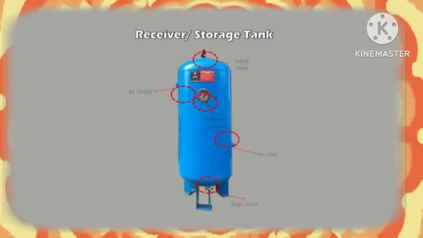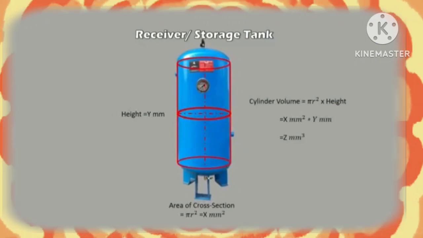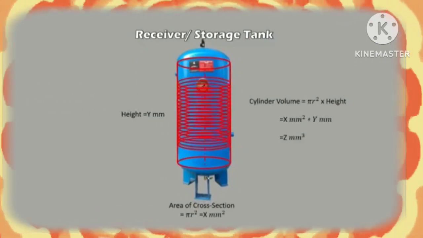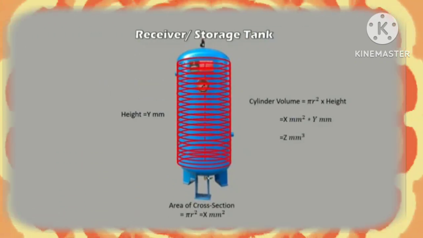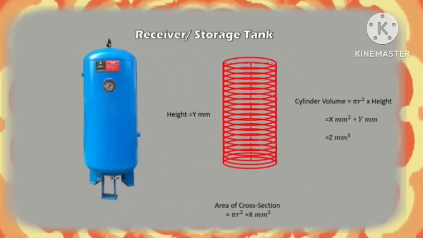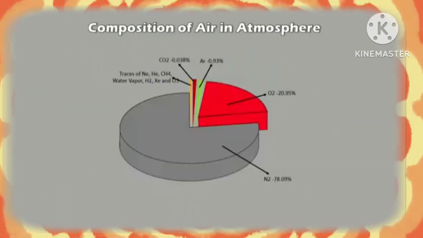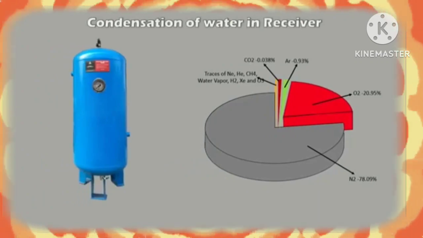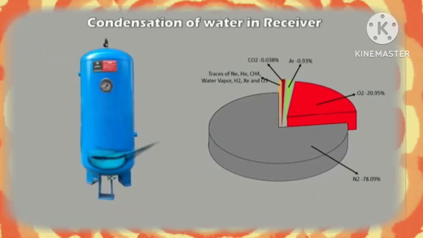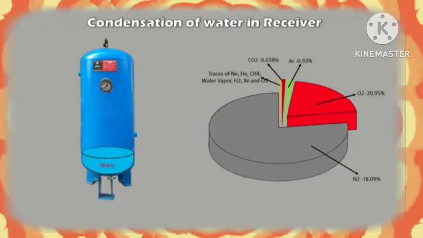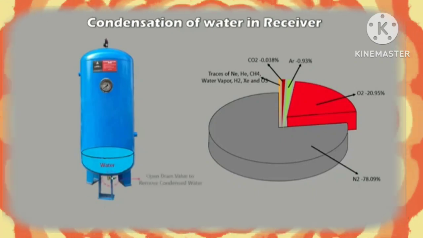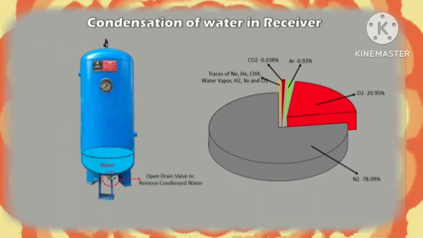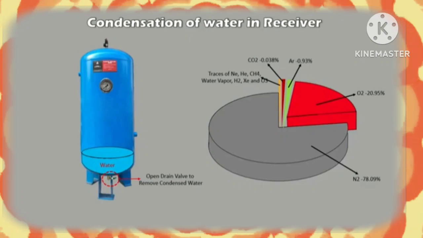As we know, the Earth's atmosphere is a mixture of gases such as nitrogen, oxygen, argon, carbon dioxide, helium, krypton, hydrogen, ozone, and water vapor, etc., in different proportions. Because of the presence of water vapor, condensation of moisture should be given due importance while one selects and installs a compressor plant.